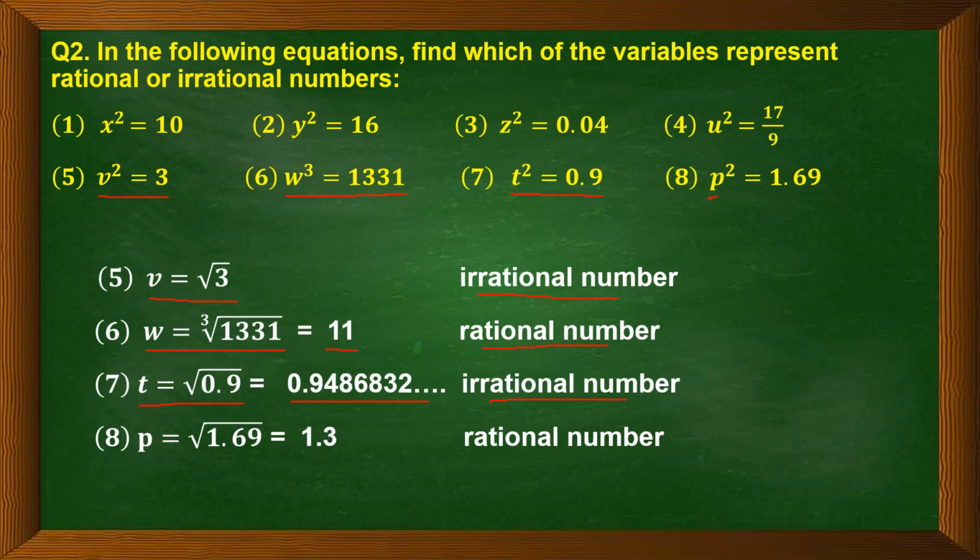Further, we have p square is equal to 1.69. So we can say p is square root of 1.69. Now 169 is a square number of 13, and further there are two decimal places. So in the square root we will get 1.3, which is a rational number. So we can say the variable p represents a rational number, right?